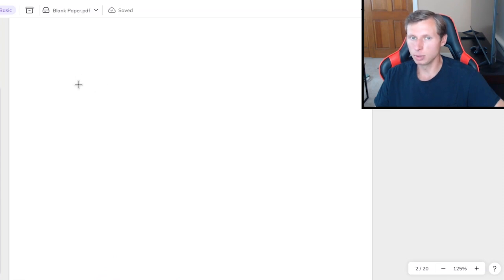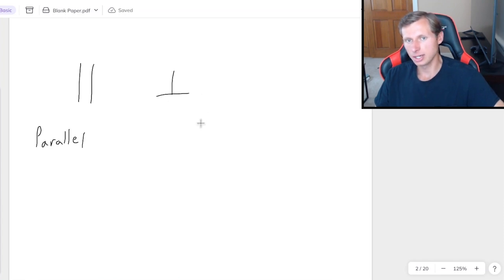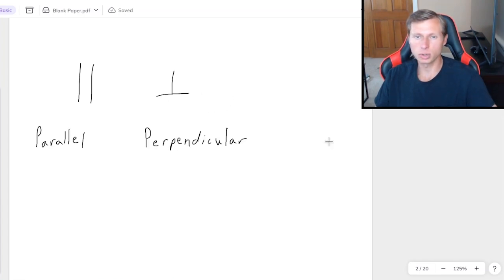And then one last thing I want to say before we look at some example problems. We have a little symbol for parallel. Two lines together like this means parallel. And then if you draw two lines like this in an upside down T shape, that's a shortcut way to write perpendicular. So with that being said, let's look at some example problems.